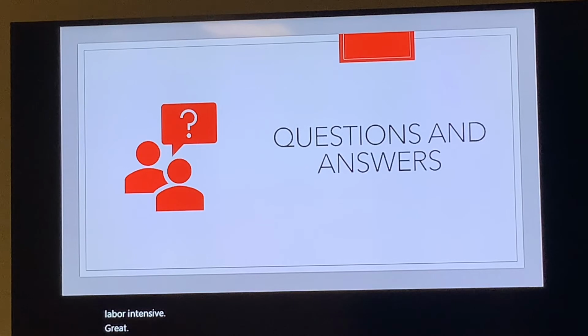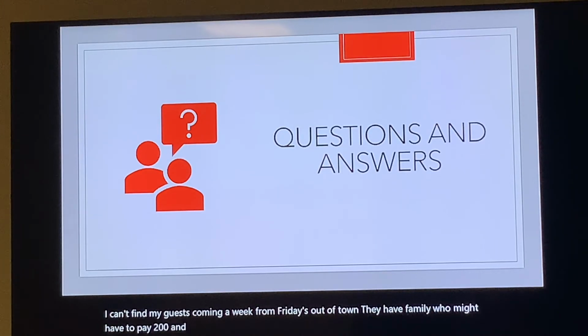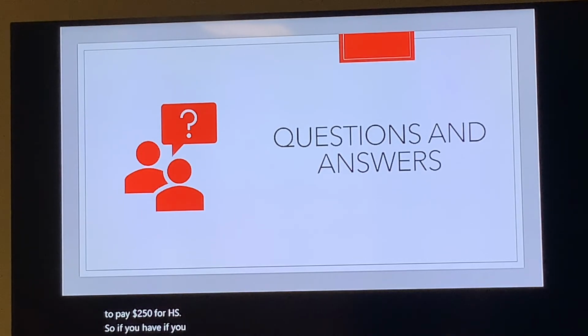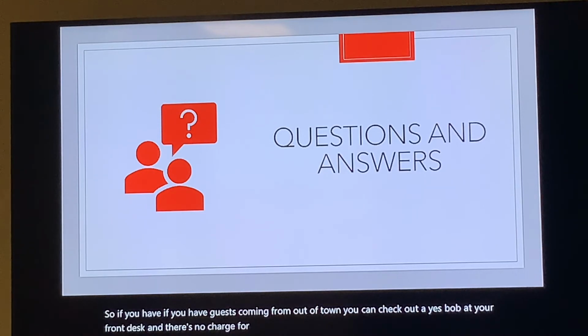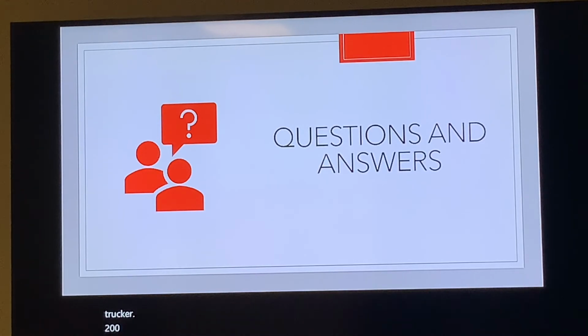I have 5 guests coming a week from Friday out of town, their family. Do I have to pay $250 for each guest? No. If you have guests coming from out of town, you can check out a guest fob at your front desk, and there's no charge for that, unless you lose it. If you lose it, there's a charge. What's the charge? $250.